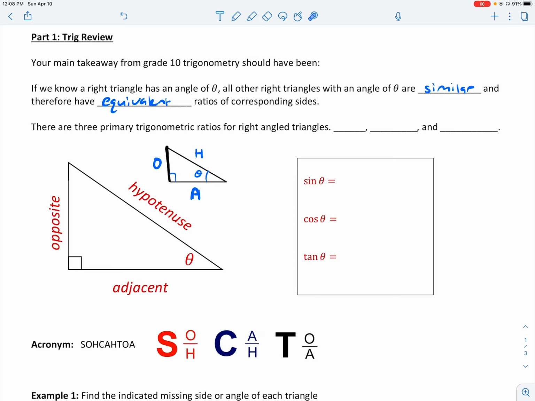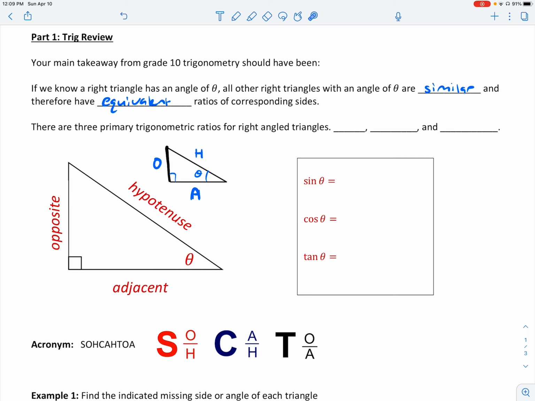Meaning I could multiply this side length by a number and get this side length. And if I use that same factor, I can go from each side length and get the corresponding one. They're all going to be multiplied by the same factor. That's what similar triangles are. Now, what's also true is the ratio amongst its own side lengths. So like O over H, this ratio is going to be the same as this O over this H for that triangle because they're similar. And same with O over A. They're all going to be equivalent ratios.